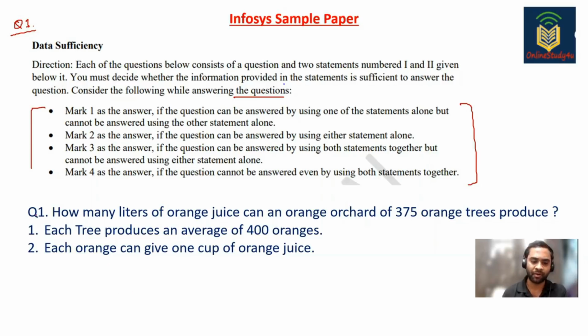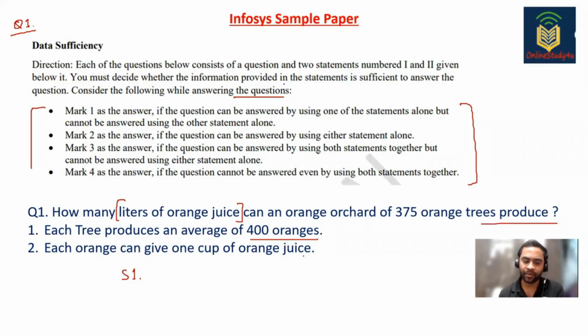So let us see question number 1 here. How many liters of orange juice can an orange orchard of 375 orange trees produce? Basically, you have to tell how many liters of orange juice we will be able to get. That is what the question is. Now statement 1 is given to you: each tree produces an average of 400 oranges.